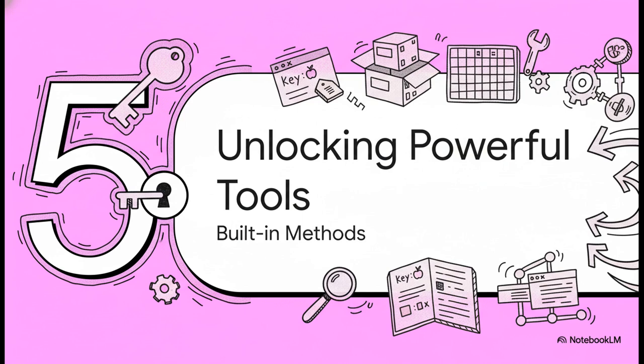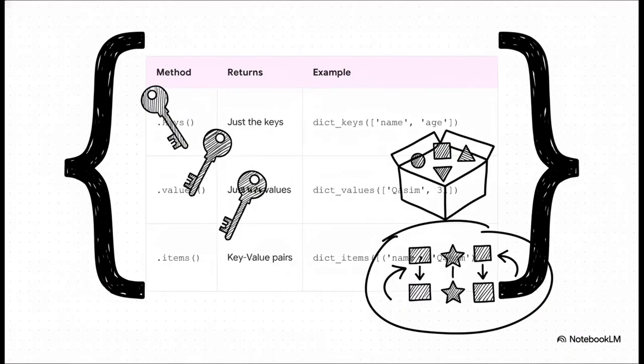Okay, so you've got the basics down. You know the golden rule. Now it's time for the fun part. Let's unlock some of the really powerful tools that come built in with dictionaries, the stuff that makes them amazing for working with data. There are really three main methods that you're going to use all the time. First, you've got .keys. As you'd expect, it just gives you a list of all the keys. Super useful for just checking what's in there.